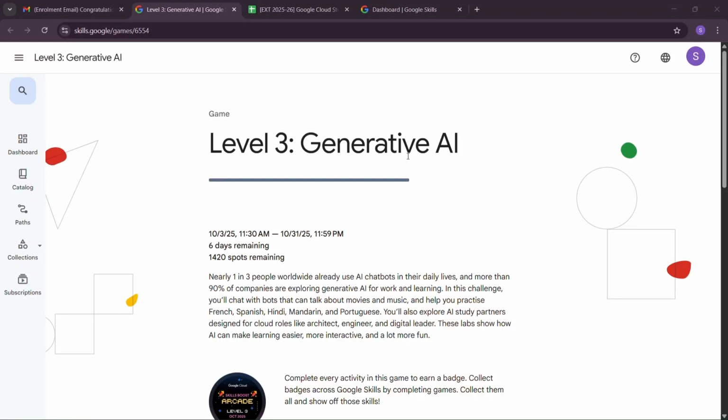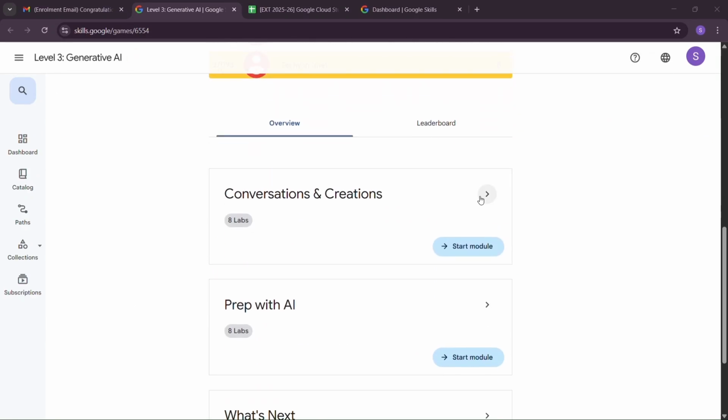My name is Naveen Singh and I am management co-lead at GDG on campus IIMT. Now today we are going to attempt our first level 3 generative AI lab.